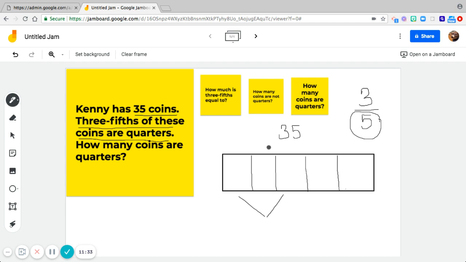So I'm wondering if I just took 35 and I split it into 5 parts. That means I'm taking 35 and dividing it by 5. What is 35 divided by 5? That's equal to 7. So that means that in each of these parts, there are 7 coins.